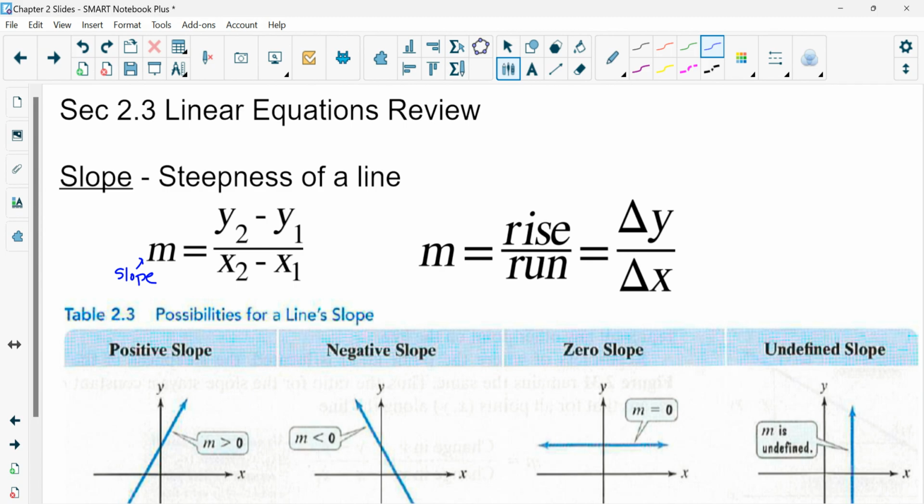We can also do rise over run, or delta y over delta x. So remember, delta means change. So this means change in y over change in x.